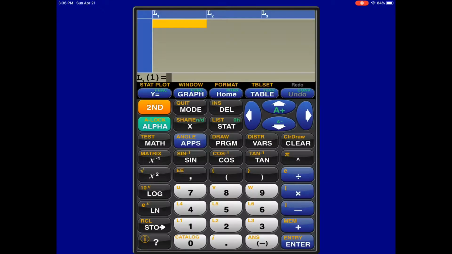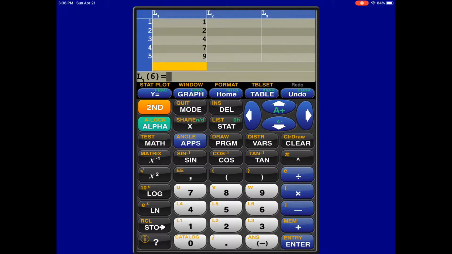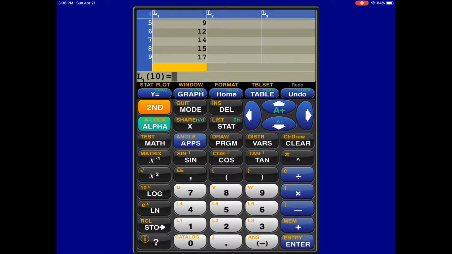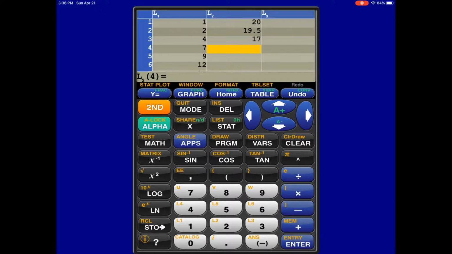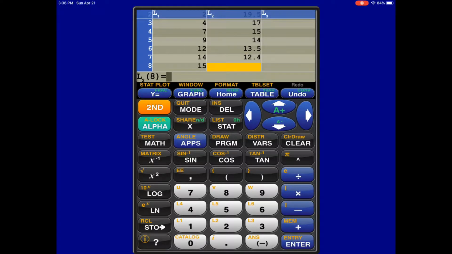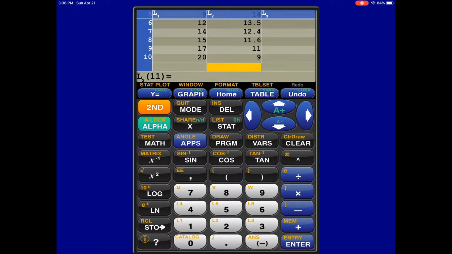I'm going to go to stat, go to edit, and put in my values. My x values are 1, 2, 4, 7, 9, 12, 14, 15, 17, 20, and then for y I have 20, 19.5, 17, 15, 14, 13.5, 12.4, 11.6, 11, and 9.